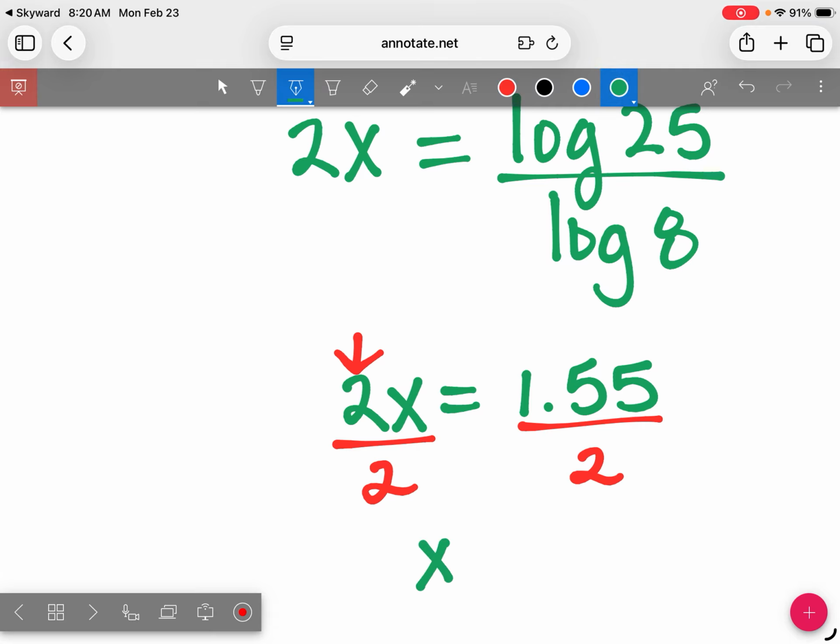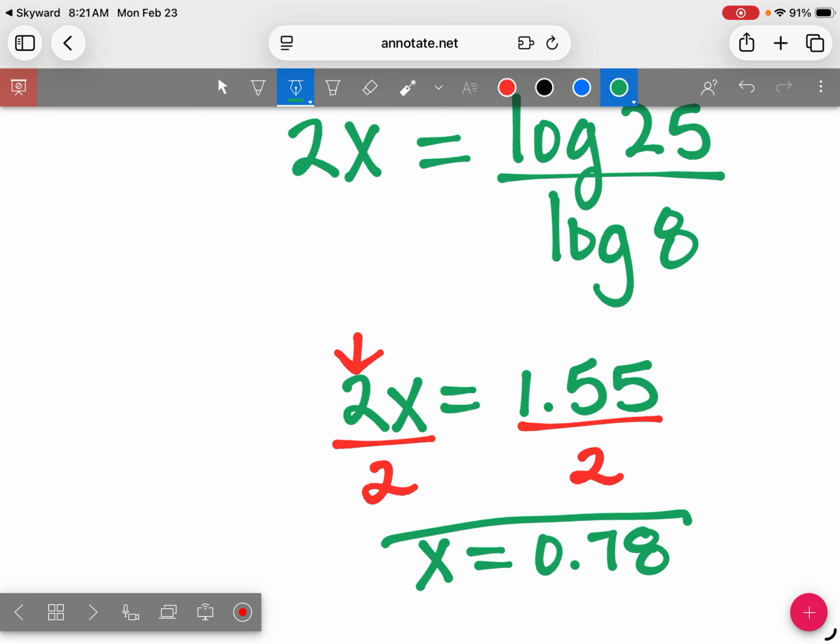So your final answer is about 0.77. Let me type it in because I didn't do it the way. So 0.78, 0.77. I will take either one.